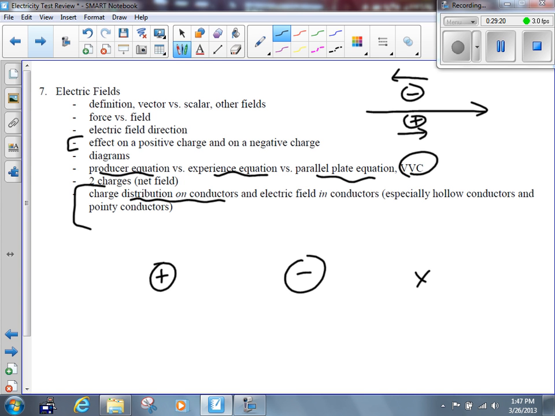What about the electric field inside the conductor? It's going to be 0. There is no electric field inside the conductor. That's why it's safe to be inside a car in a lightning storm.